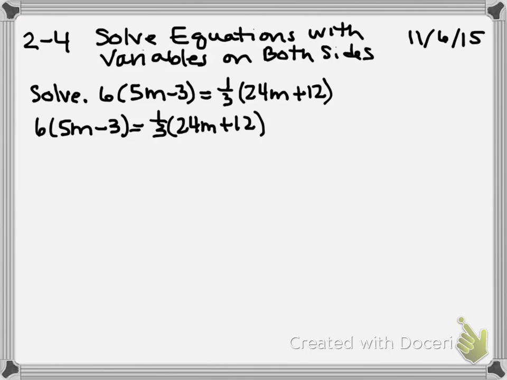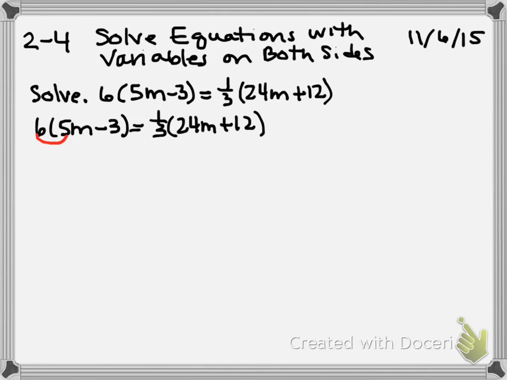Okay, Brandon. Do your operations. What do you mean by that? The parentheses first. Okay. Inside the parentheses, I have 5m minus 3. They're not like terms, so I can't do that one. On the other side, I have 24m plus 12. So I can't do what's inside the parentheses. So I've got to come up with another way of dealing with those parentheses. Patrick. Distribute. This is when we're going to distribute.